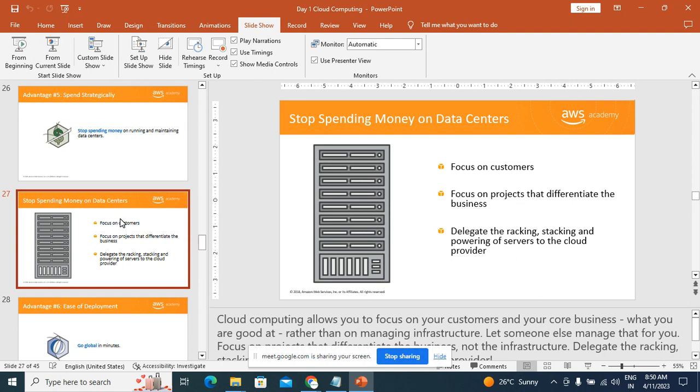So focus on projects that differentiate the business. Delegate the racking, stacking, and powering of servers to the cloud provider. All these things, racking, stacking, and powering of the servers, so maintaining all those things. As you can see, all the difficulties which we have gone through with on-premises servers will be handled by AWS. All the problems of on-premises will be given a solution by AWS.